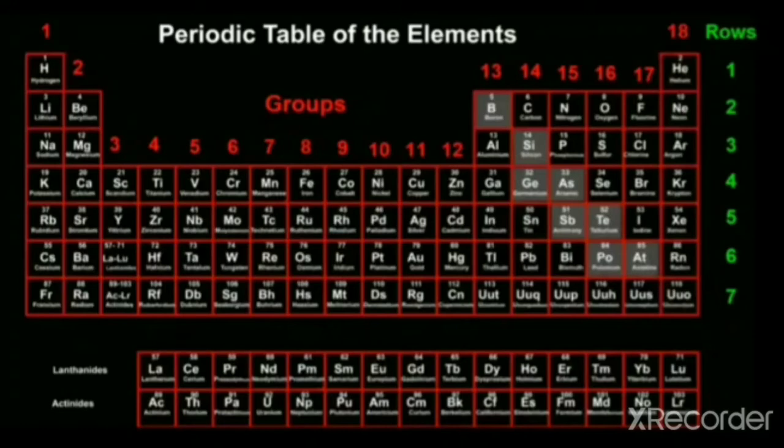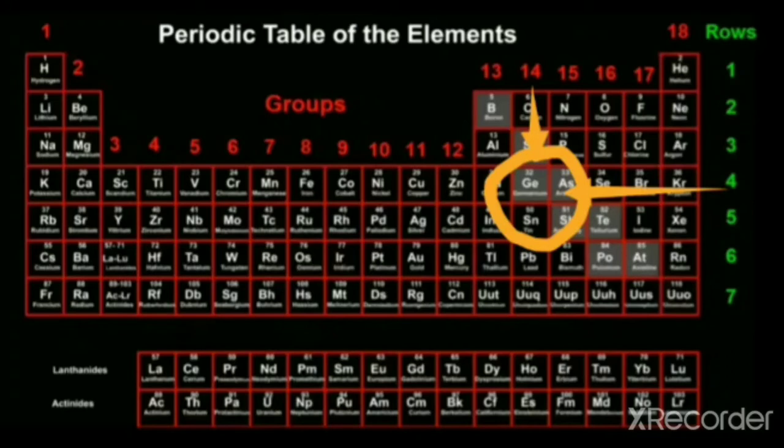Let us take one example, germanium. In the case of germanium, you can find that it belongs to the 14th group and it belongs to the 4th period. So this is germanium. It belongs to the 14th group and the 4th period. So whenever we talk about an element in the 14th group, 4th period, that is actually germanium.